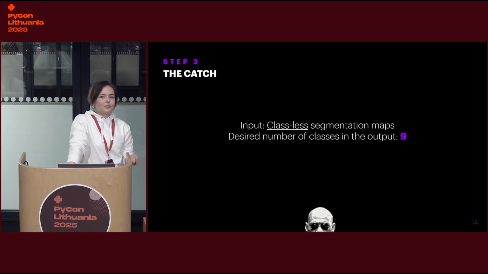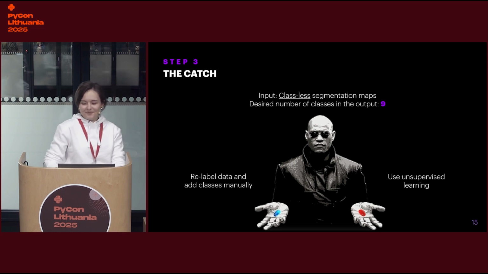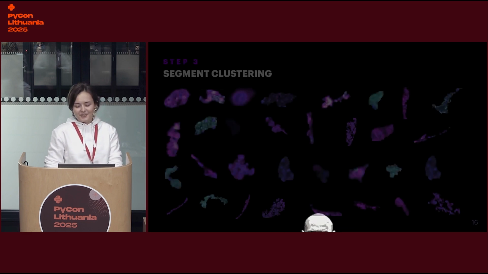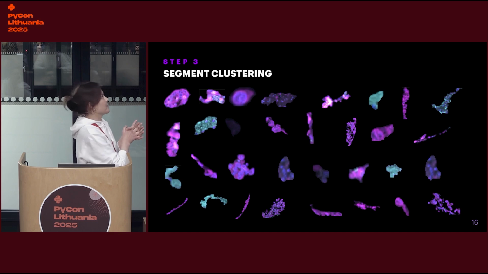But the good news is that we have options. Option number 1 is to go and relabel the data manually, which would probably take me another year or so. And option number 2, the red pill, is using unsupervised learning, in other words, clustering. Guess which one I used. Imagine I said the blue one, that's done. But no, I used unsupervised learning, and we implemented clustering here.